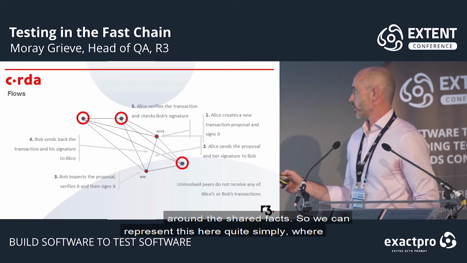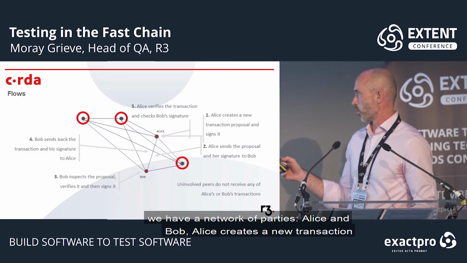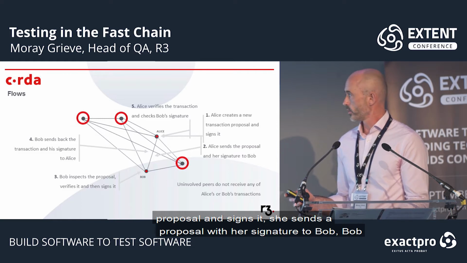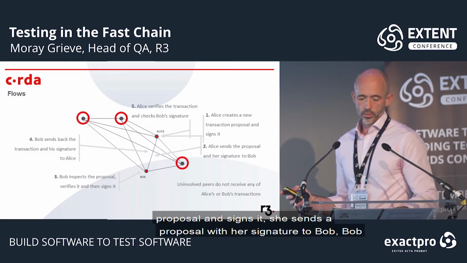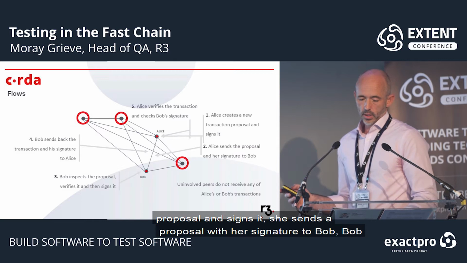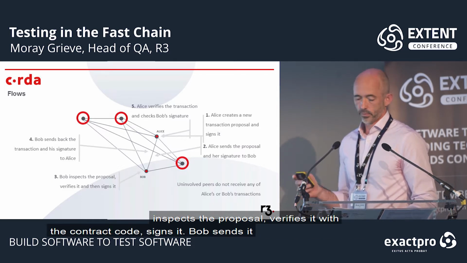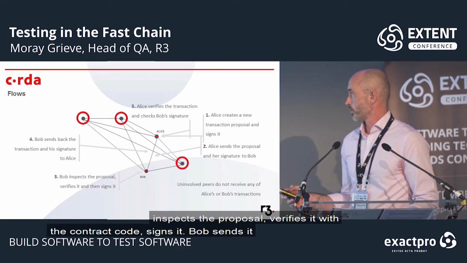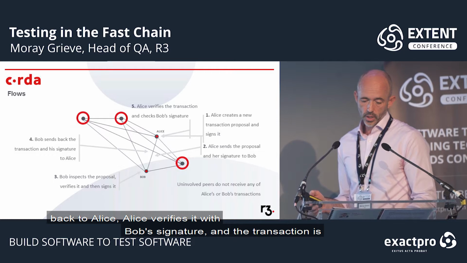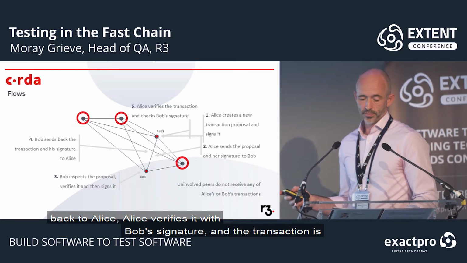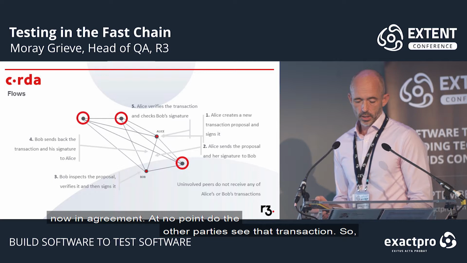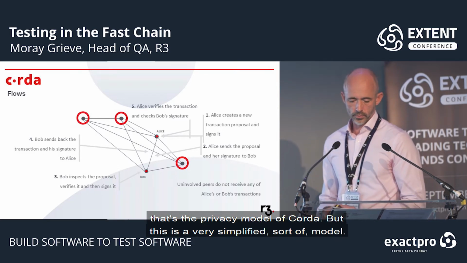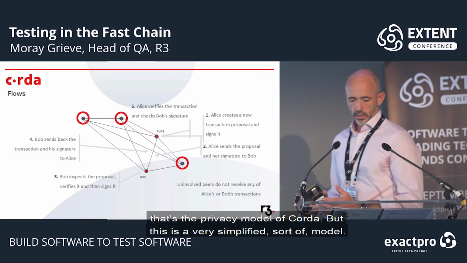We can represent this quite simply, where we have a network of parties, Alice and Bob. Alice creates a new transaction proposal and signs it. She sends a proposal with her signature to Bob. Bob inspects the proposal, verifies it with the contract code, signs it. Bob sends it back to Alice. Alice verifies it with Bob's signature, and the transaction is now an agreement. At no point do the other parties see that transaction, so that's the privacy model of Corda. But this is a very simplified model.